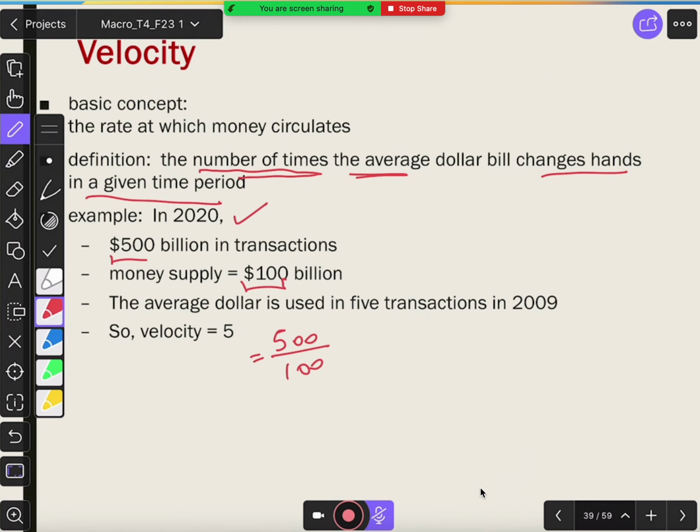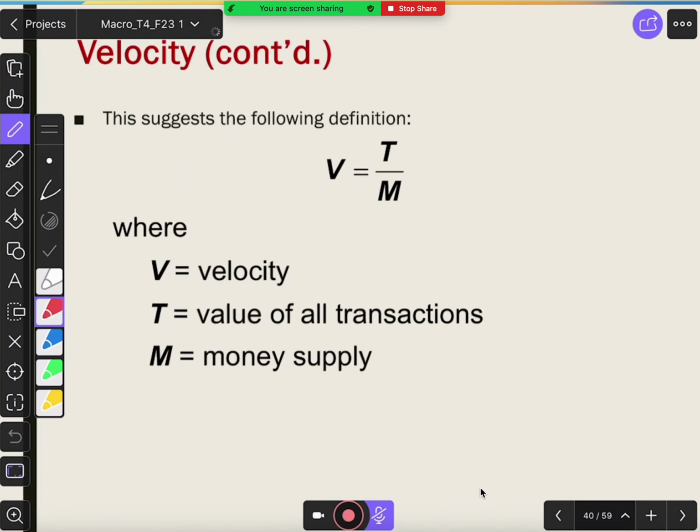Of course, if people are active, they circulate the dollar more, right? Or they circulate the money more. And the opposite is true. So the velocity of money, or how many times on average it circulates in an economy over a certain period of time, is simply the transactions or the value of transactions divided by the money supply.